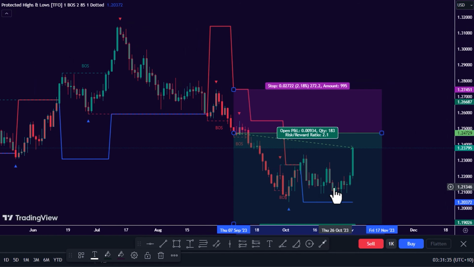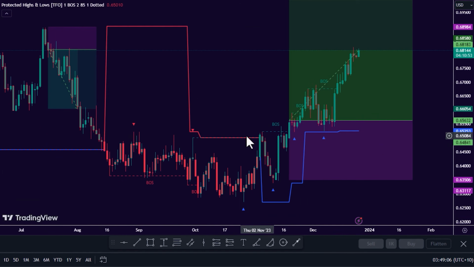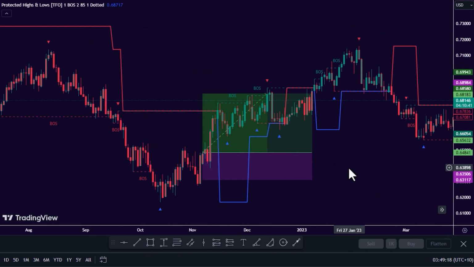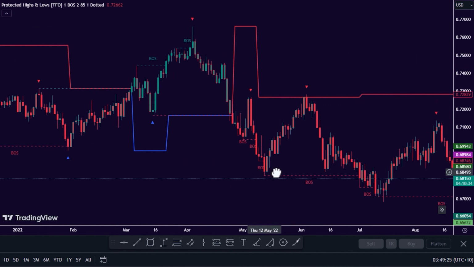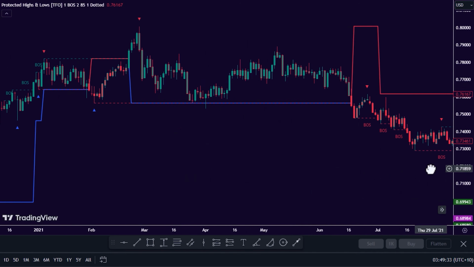Remember that trading always involves risk, and no indicator or strategy guarantees success. To increase the winning trading result using the protected highs and lows TFO indicator, it's advisable to combine it with another technical trading indicator like moving averages and technical key level structures from the high time frame.